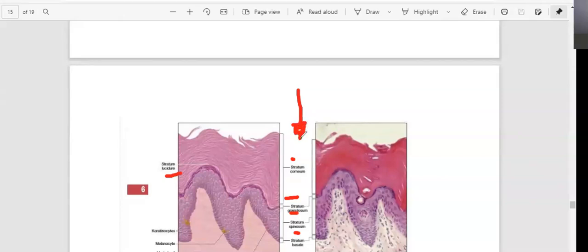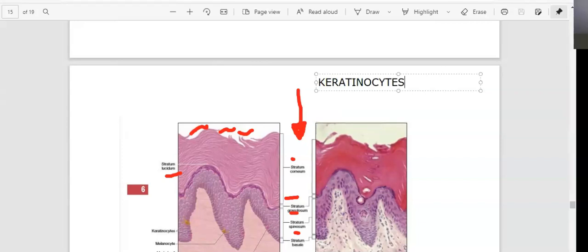The strata are the layers in your epidermis, right? Not the layers in your skin. Layers in your skin are going to be dermis, epidermis, and hypodermis. What is the name of these cells that we're constantly shedding right here? These are going to be called what? Keratinocytes, right? Those are the ones that we're constantly shedding, and they're going to be dead, and they're going to contain a lot of keratin.